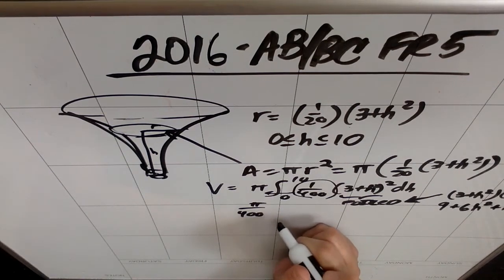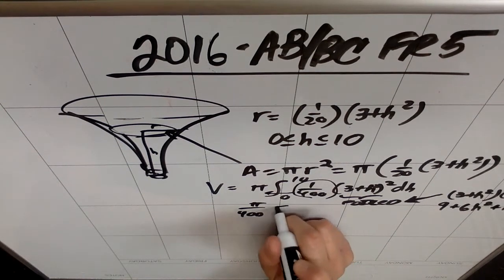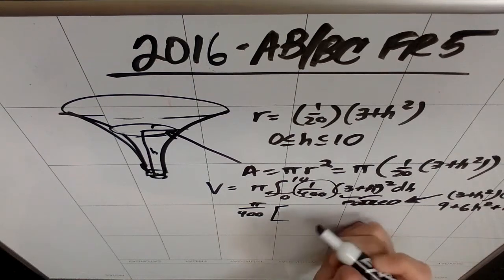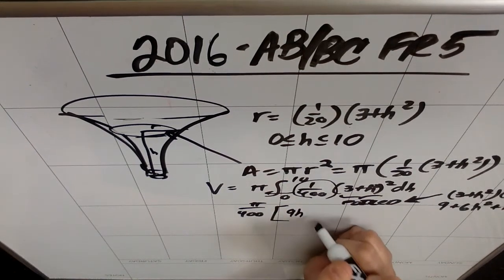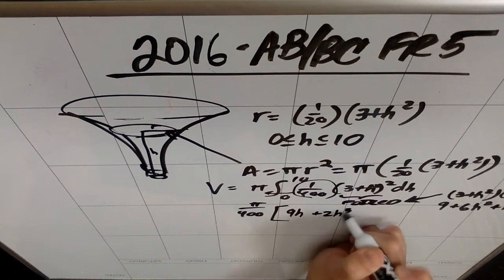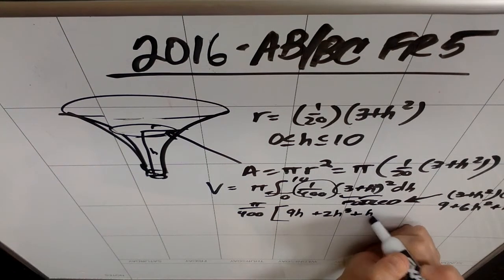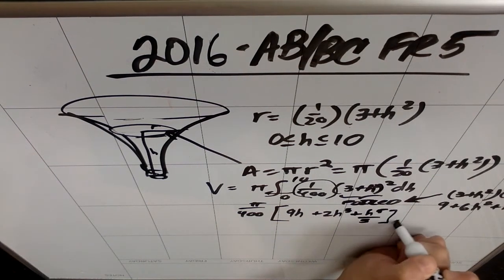I don't care. And you're integrating this, so I'm just going to go ahead now that I FOILed it and integrate it. So I know that's going to be a 9h plus a 2h cubed plus an h to the 5th over 5 from 0 to 10.